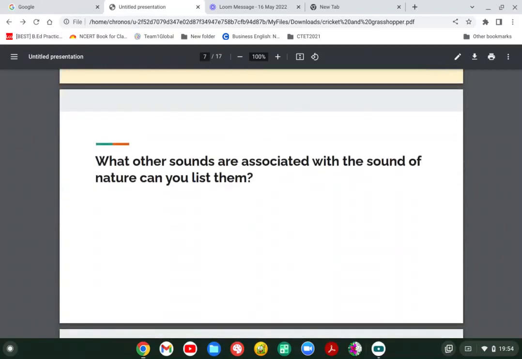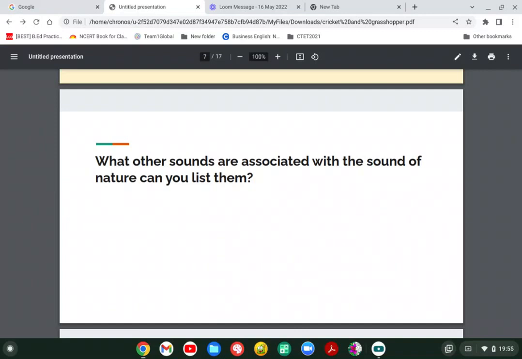Okay, yes, class. Now there is a very interesting question in front of you. What are the other sounds that are associated with nature? If you can list some of them. I will first tell you mine. One of the beautiful sounds of nature is rain. When it rains, it's kind of a meditation for certain people. For certain people, it is a noise. If I talk about myself, I really find the sound of rain very beautiful.